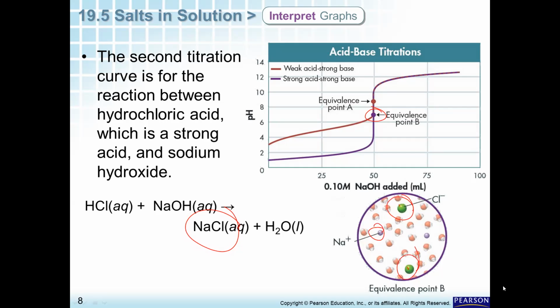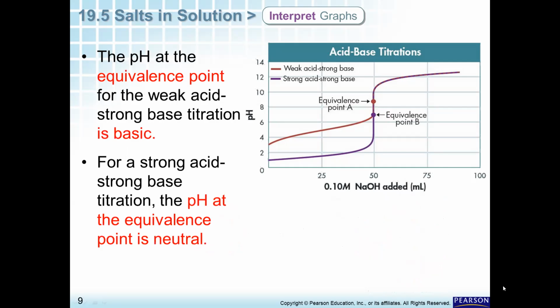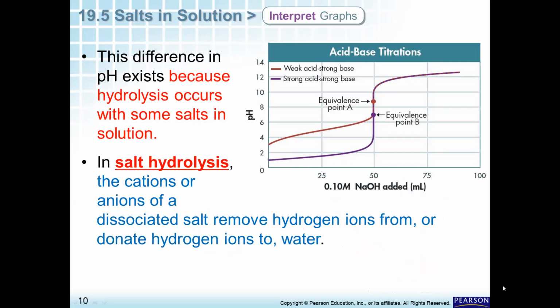Now, neither of these can react to form a base. But if you look at the reaction of sodium hydroxide with ethanoic acid, you're going to notice again that the equivalence point is basic. Why is that different? Because of something called, again, salt hydrolysis. So what is the meaning of salt hydrolysis and how is that making the pH basic or acidic? The cations or the anions from the dissociated salt remove a hydrogen ion or donate a hydrogen ion.